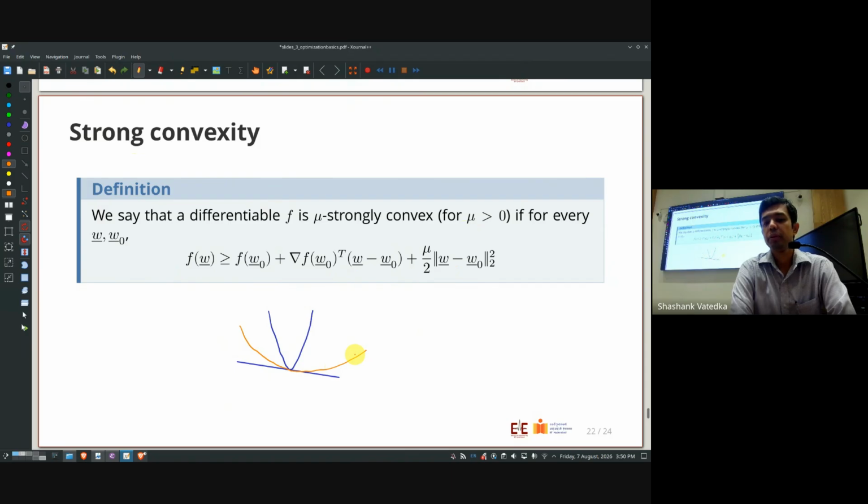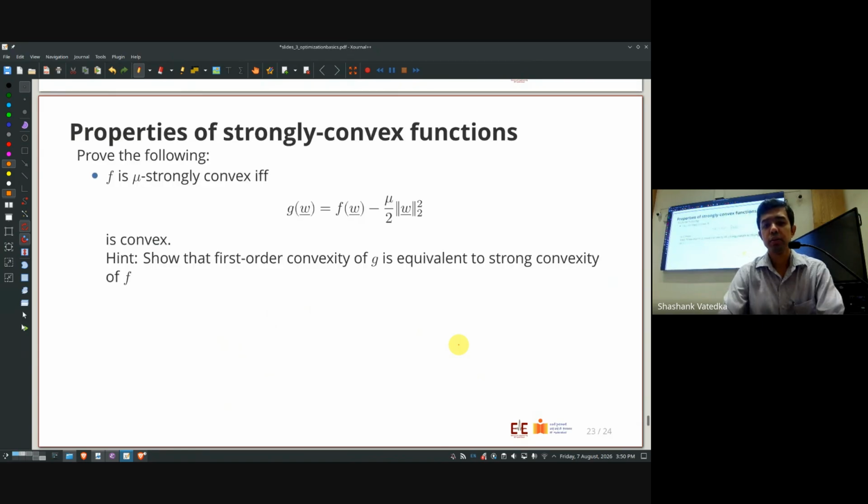So in particular, it rules out cases where the function is flat over an interval. Right? If you think about it, if the function is equal to 0 over some particular interval, then this function is not strongly convex. And there are a number of equivalent properties of strong convexity.